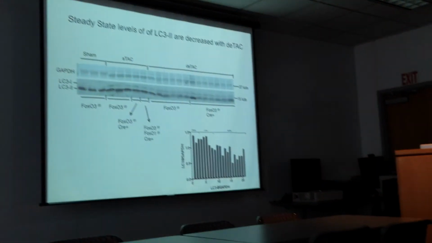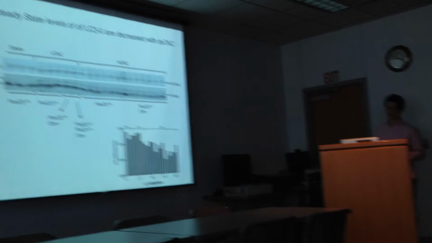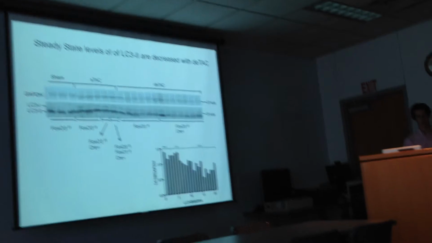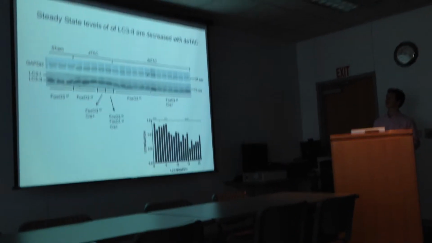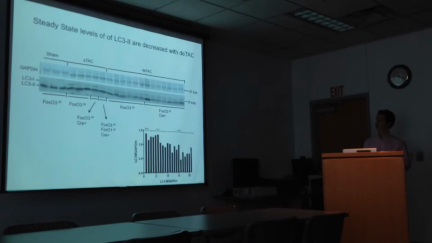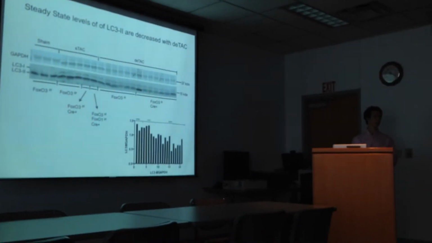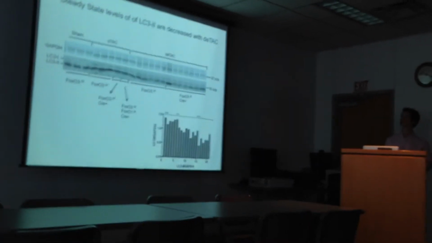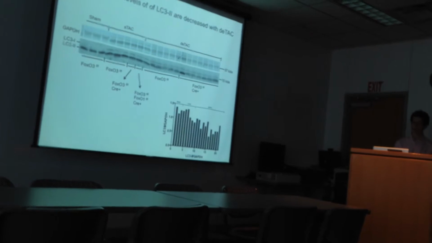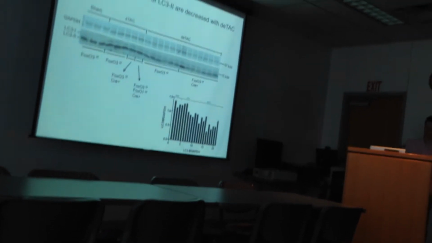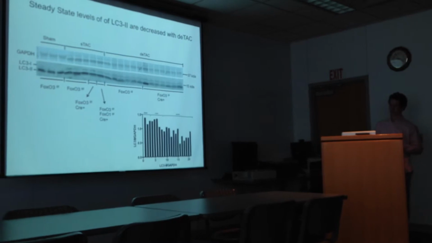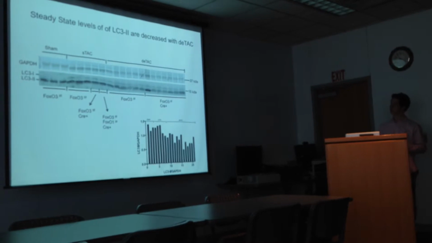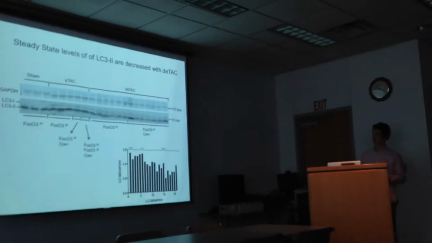So next we wanted to look at molecular changes. We first looked at the catabolic pathway of autophagy by examining levels of LC3-II. LC3-II is just a faster migrating variant of LC3 that indicates lipidation and formation of autophagosomes. Here we have it quantitated as a ratio of LC3-II to GAPDH, and it appears that steady-state levels of LC3-II decreased after STAC.